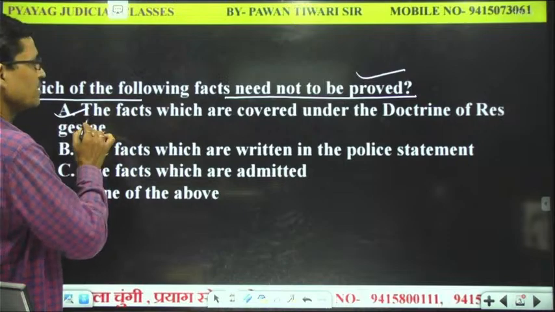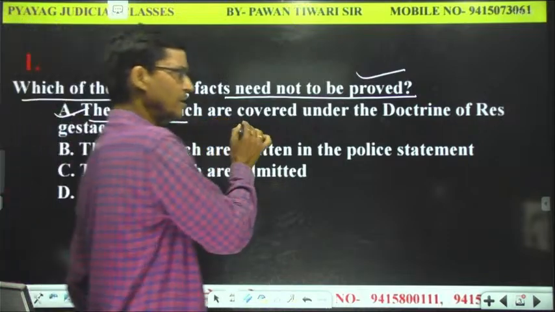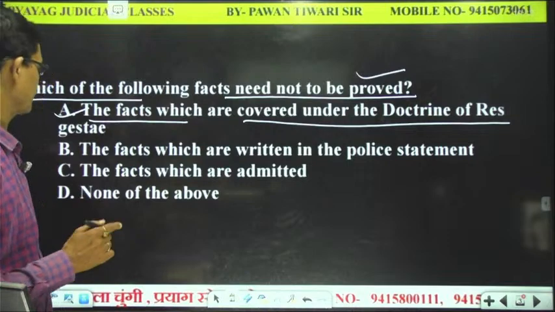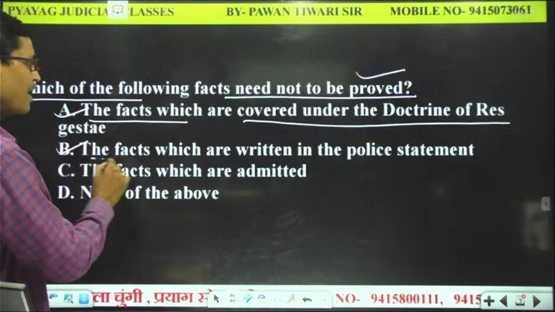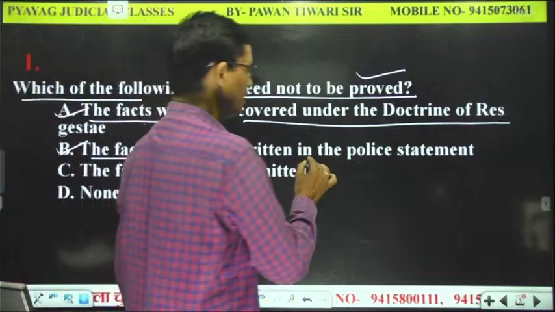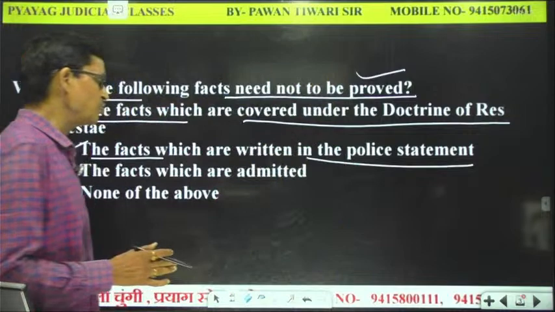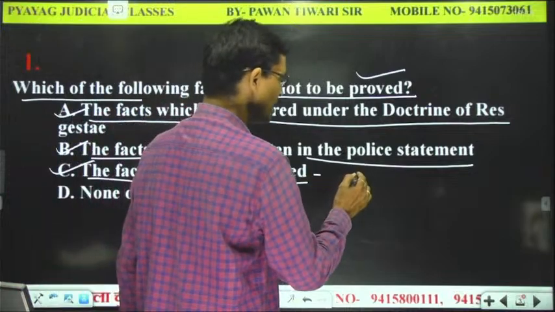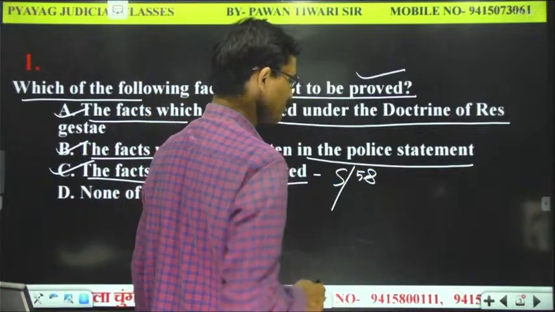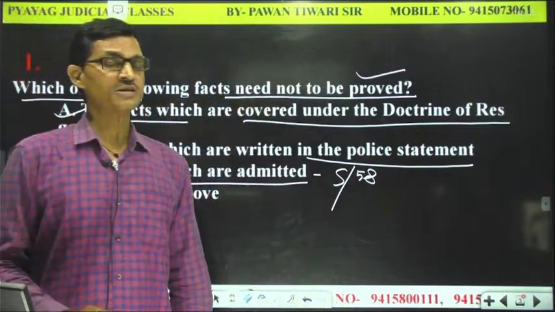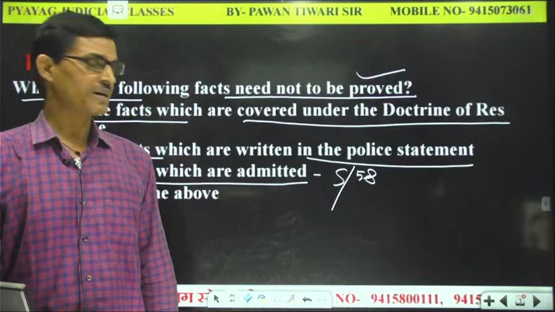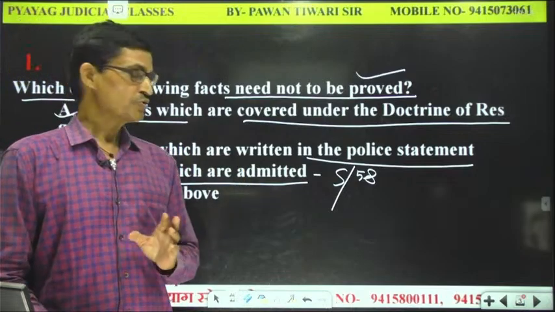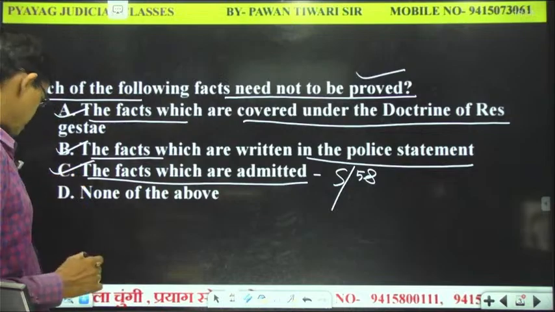First of all, the facts which are covered under the doctrine of res judicata, it requires to be proved. The second one, the facts which are written in the police statement, it is also required to be proved. But the facts which are admitted under section 58 of Indian Evidence Act need not to be proved. So the correct answer of the question is C.